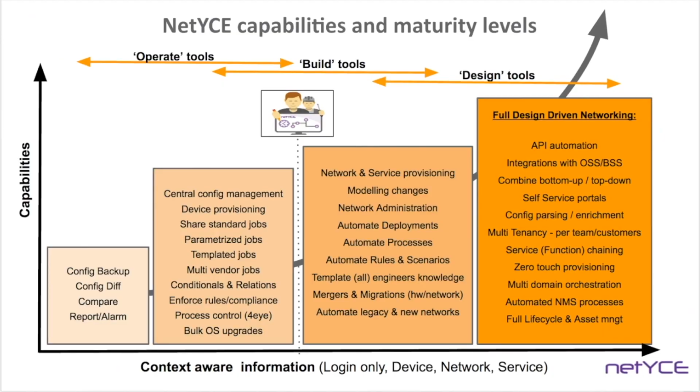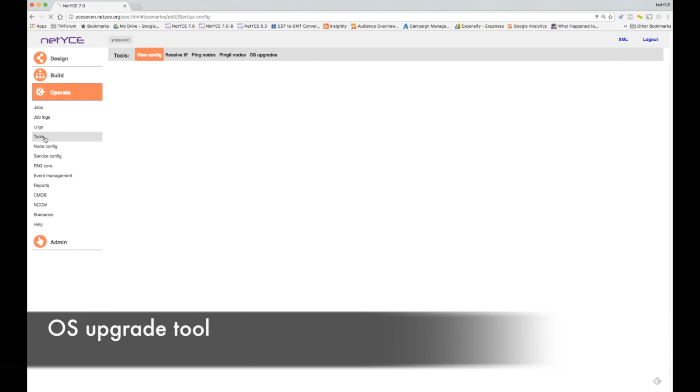Let's see if we actually missed something here. So I said this is only focusing on device provisioning. It's sharing jobs, parameterized jobs using templates, also for multi-vendor jobs. I think I mentioned this. Now, there's one nice tool here as well. It's the bulk OS tool. It's a multi-vendor OS upgrade tool.